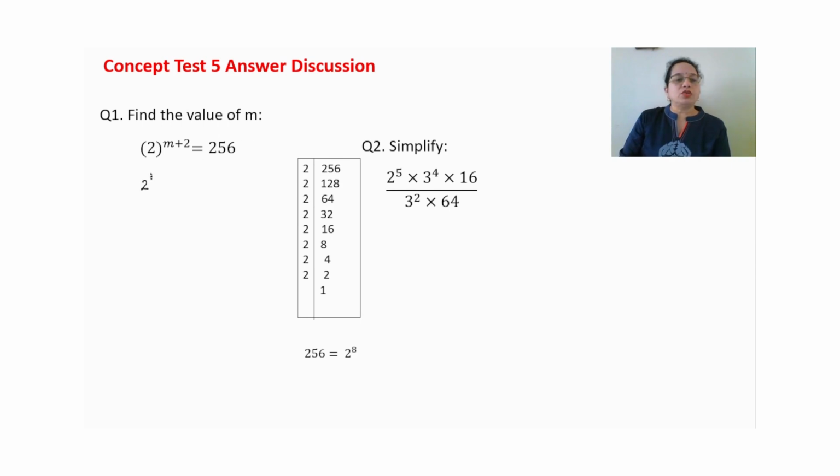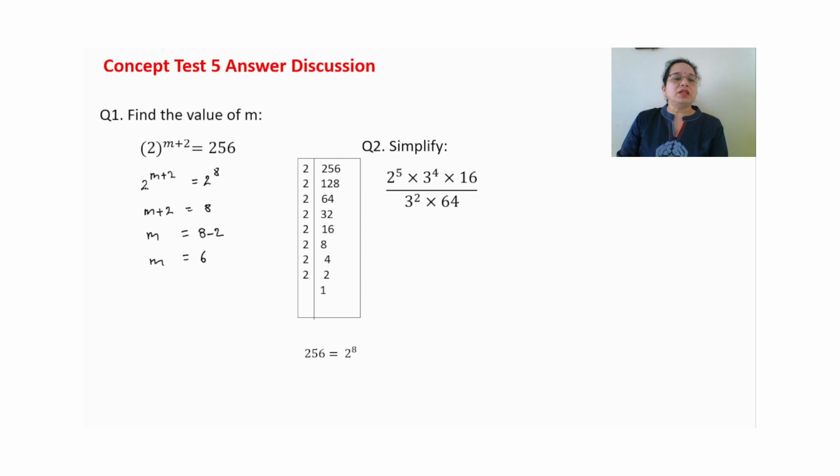So 2 raised to the power m plus 2 is equal to 2 raised to the power 8. Since the bases are equal, their powers will be equal. So therefore m plus 2 is equal to 8. Now we got one equation. We will transpose this 2 to the right hand side. So plus 2 will become minus 2. So m is equal to 6.